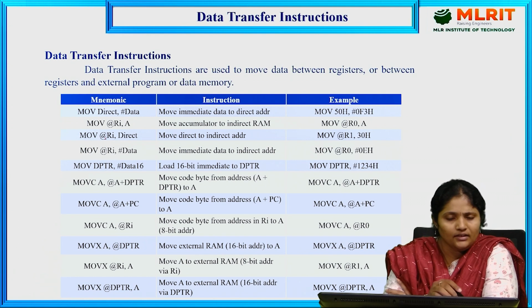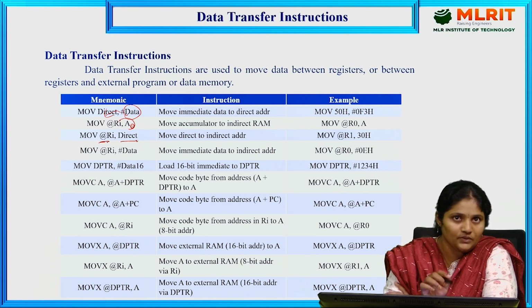So here the data is also the same, move instruction. So direct data can be implemented into the address location. Here the data present in the accumulator can be copied into the indirectly specified memory location. The data present in the direct memory location can be moved to the indirectly specified memory location. Here the data directly can be moved into the indirectly specified register memory location.